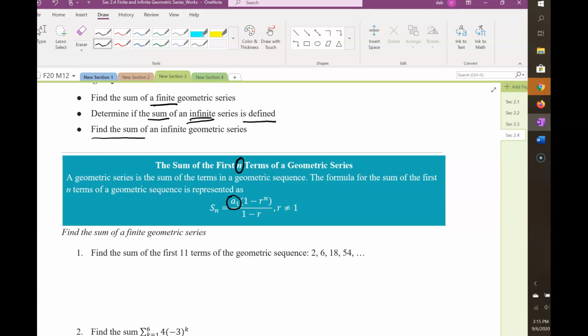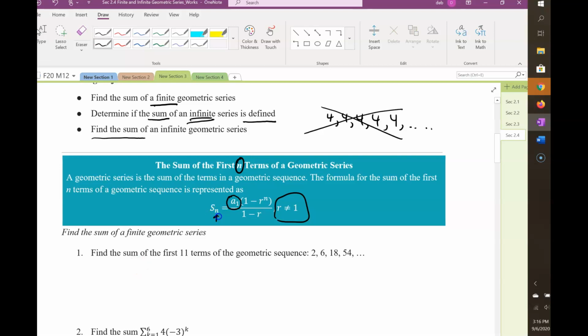Because we're dividing by 1 minus r, it's important that r not be equal to 1. And if it was, then you wouldn't have a geometric sequence anyway, because it would just be the same number, because you're multiplying by 1, and so that's not going to be geometric. So let's see how we use this formula.